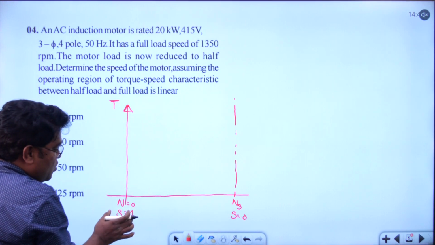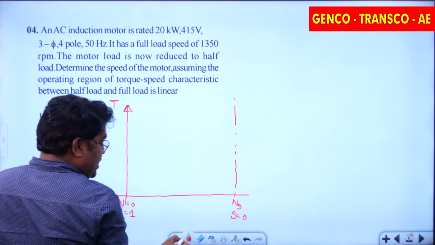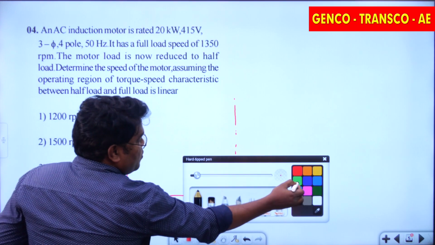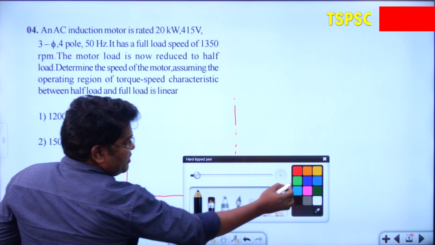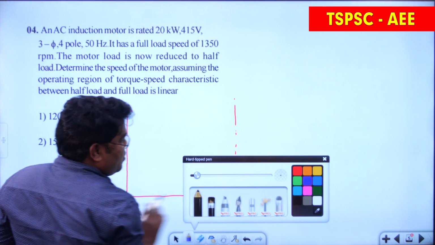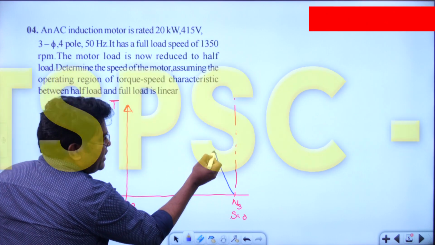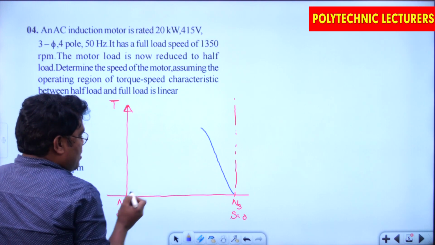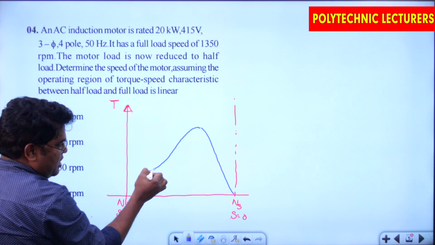So now, for low values of the slip, the slip is low, and for high values the slip is high. So what will happen? For a low value of the slip, the torque-slip characteristics are linear. And for a high value of the slip, the torque-slip characteristics are non-linear.